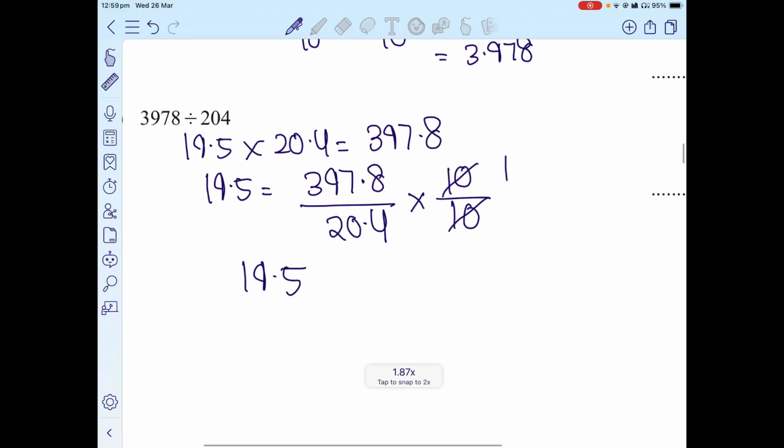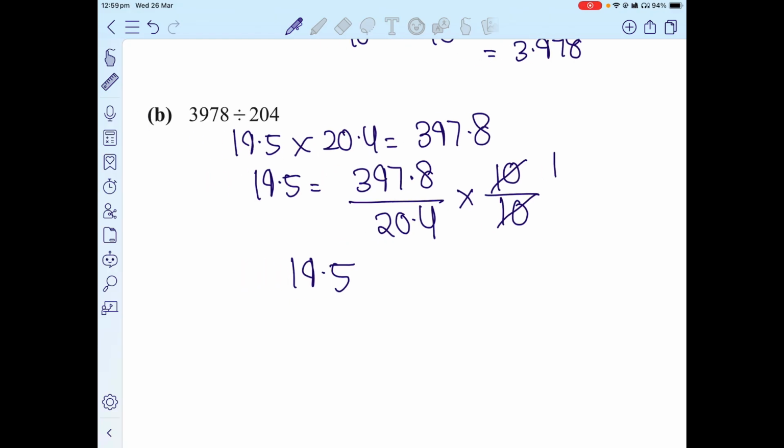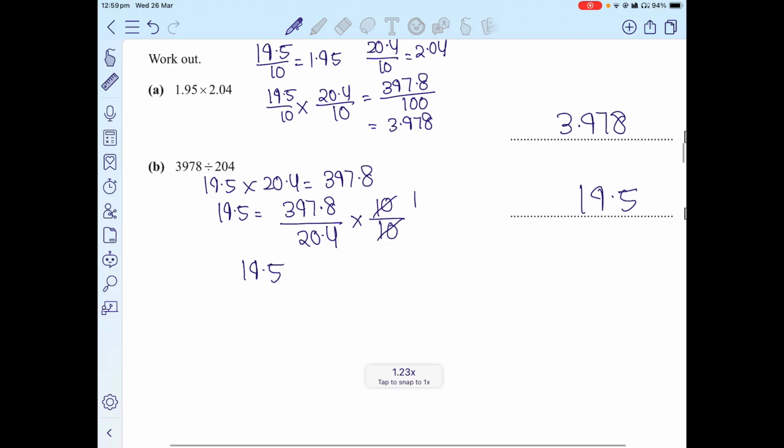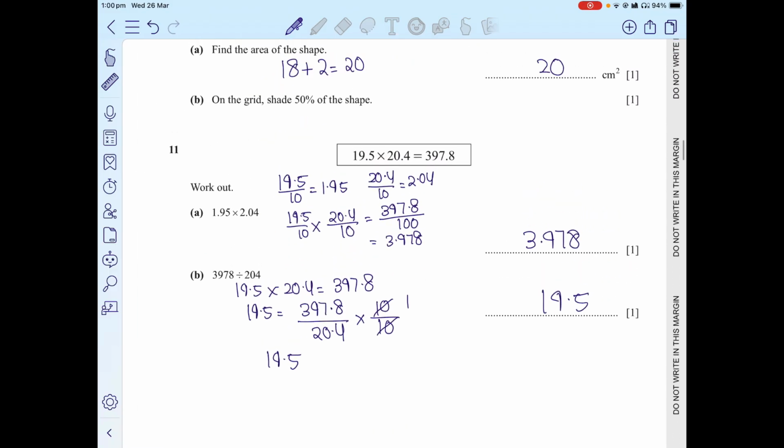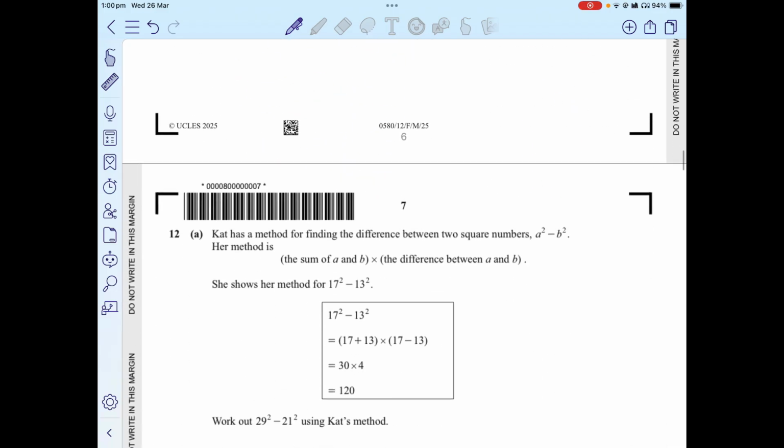Okay, again, first you have to understand how I got 19.5: it is 397.8 divided by 20.4. And if you see 3978 over 204, if you divide both of the values by 10, you would get 397.8 over 20.4. Or if you see this fraction, 397.8 divided by 20.4, you can multiply it with 10 over 10 to get 3978 divided by 204. And because 10 over 10 can be cancelled, the answer would still remain as 19.5. I'm surprised I've given only 1 mark for this question in the core paper.